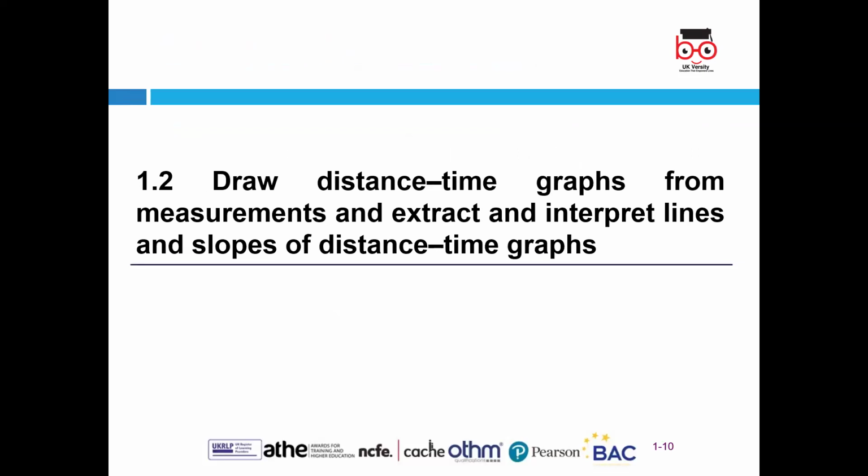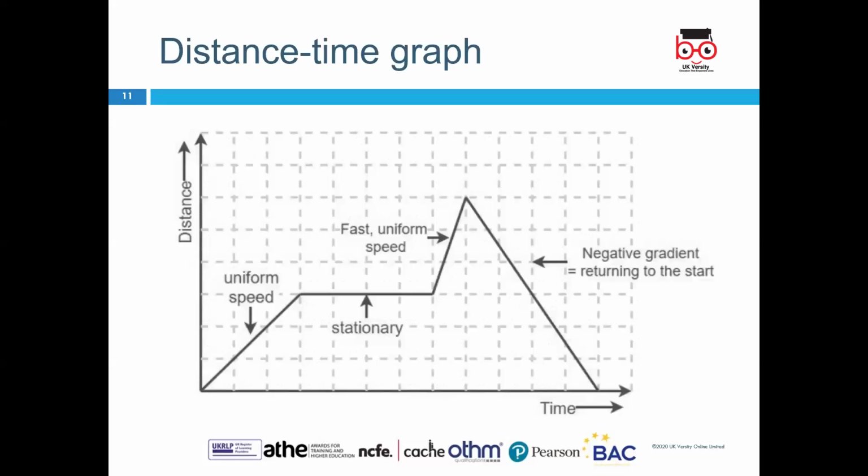Next we look into drawing distance time graphs from measurements, and extracting and interpreting lines and slopes of distance time graphs. Here you see the time variable is always on the x-axis. The x-axis is the bottom axis and the y-axis is the top axis, which is where you can see distance.